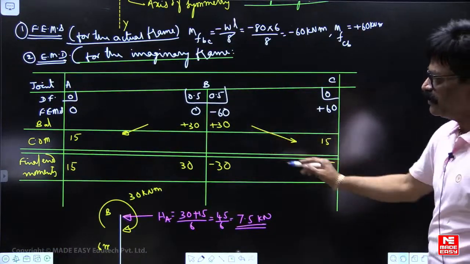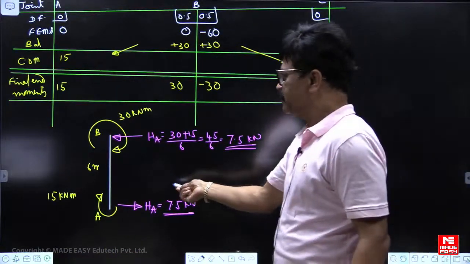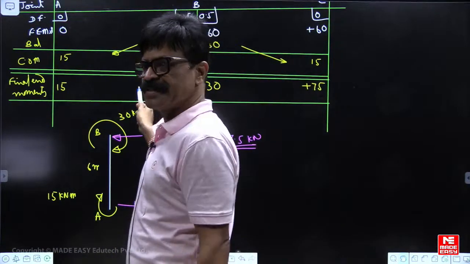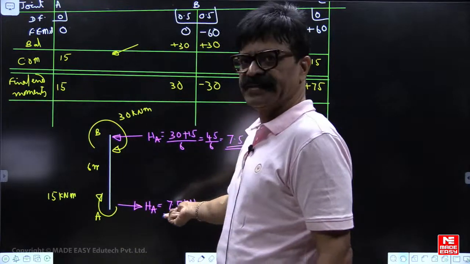So after finding the moments, draw the free body diagram of AB. Both of them are positive. That means both of them should be clockwise. Then that will tell you what is the reaction at A.